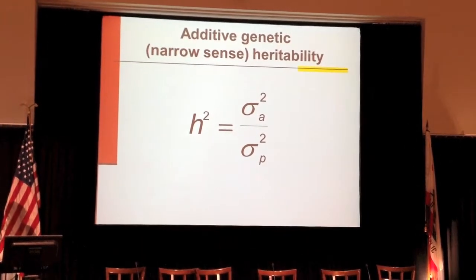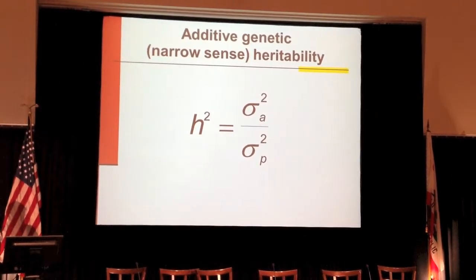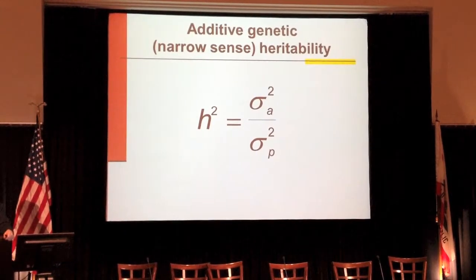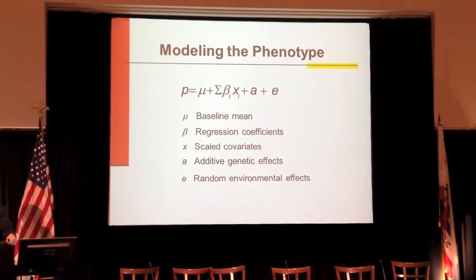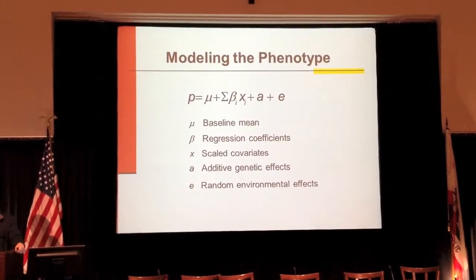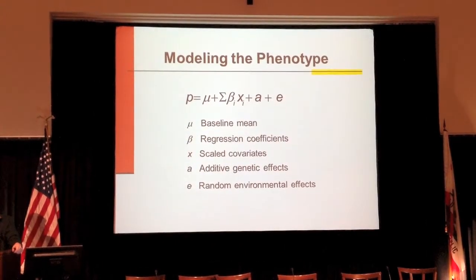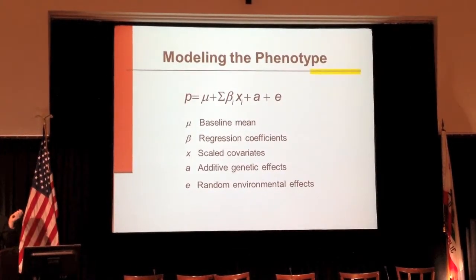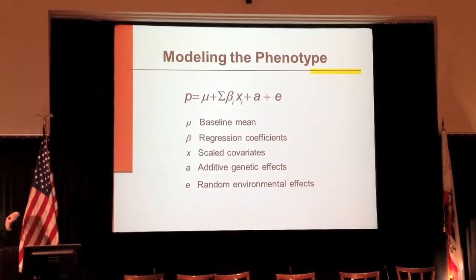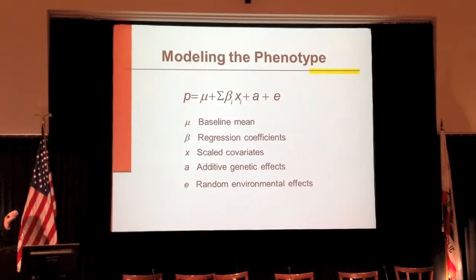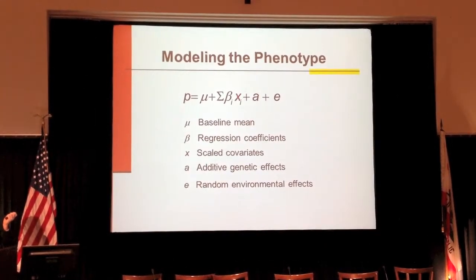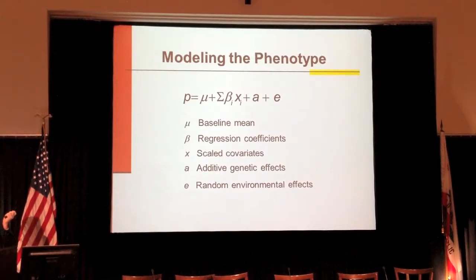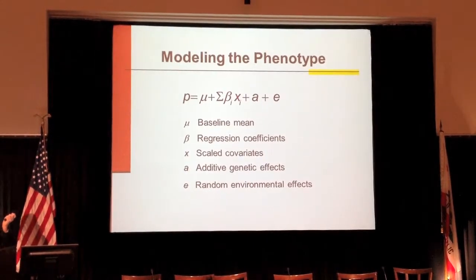So this is the narrow sense heritability, where you only look into the additive genetic component over the total phenotypic variance. How can we model the phenotype? This is actually a very simple general linear model, where you have a trait, which we call P as in phenotype, and then you have a baseline mean, then you have coefficients for fixed regression factors such as age and sex and disorder type.